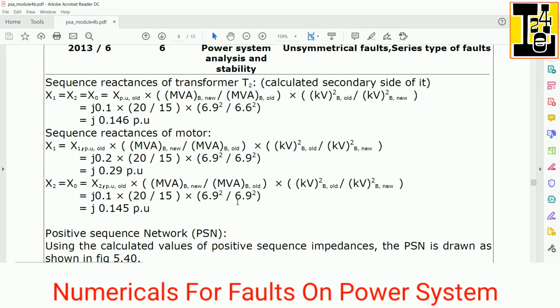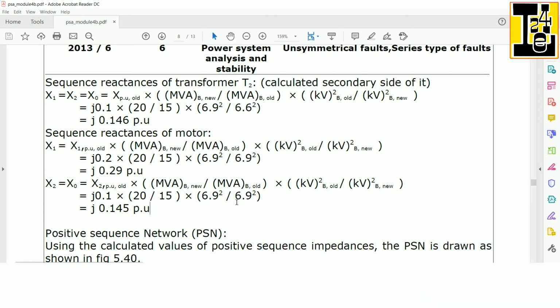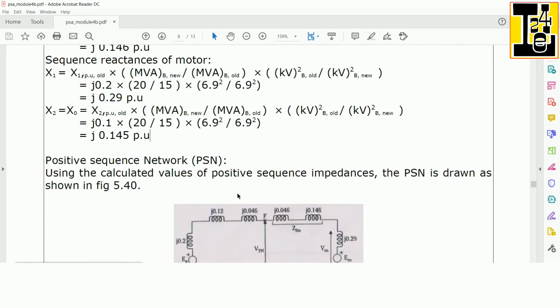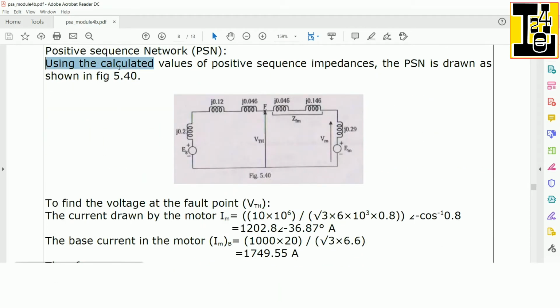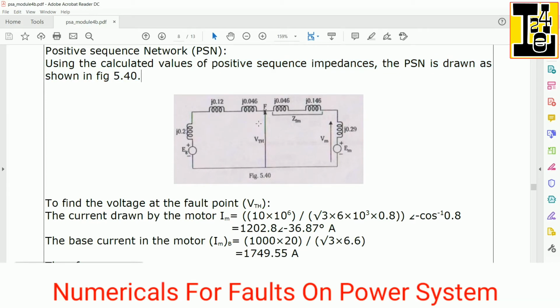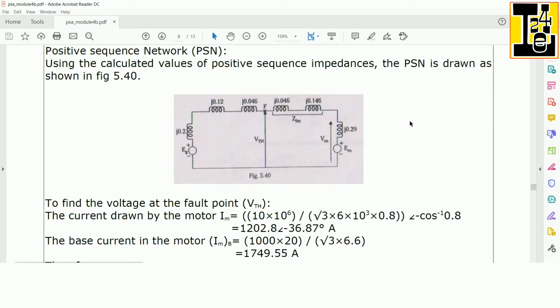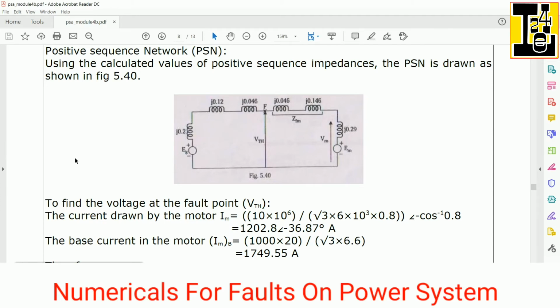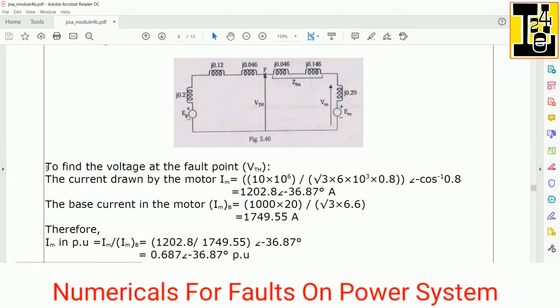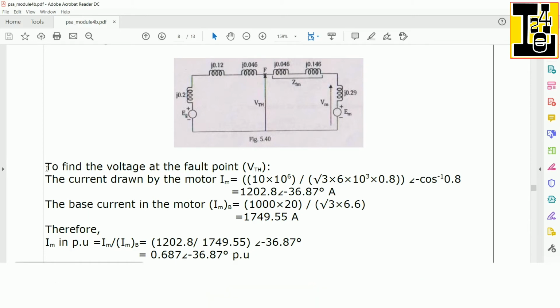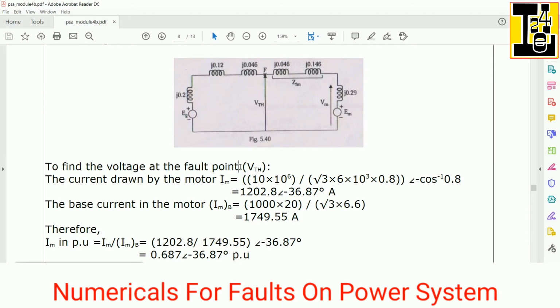So using all these calculated new per unit reactance values, we can draw the positive sequence network of the given system. This is the drawn PSN with respect to the fault point F. By using PSN, as we know that the pre-fault voltage is appearing at the PSN only, we need to find the pre-fault voltage at the fault point, that is V Thevenin.